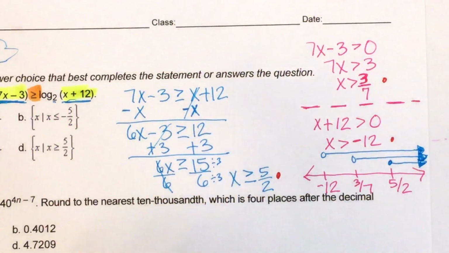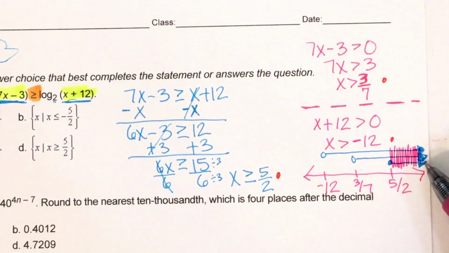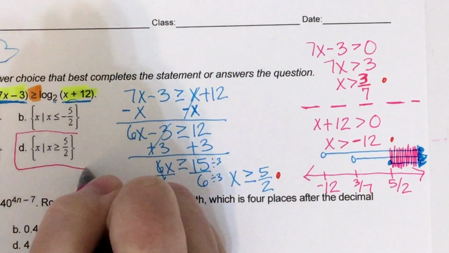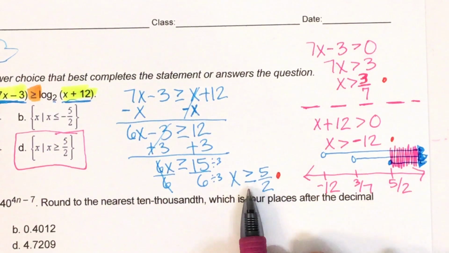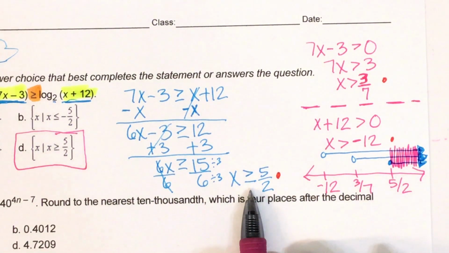Well, the solution is where all the graphs overlap. And all the graphs overlap from 5/2 to the right. So that means every number greater than or equal to 5/2 is the solution, which is what answer choice D is saying. So it ended up being the answer we got when we solved the original equation, but that's not always what happens.